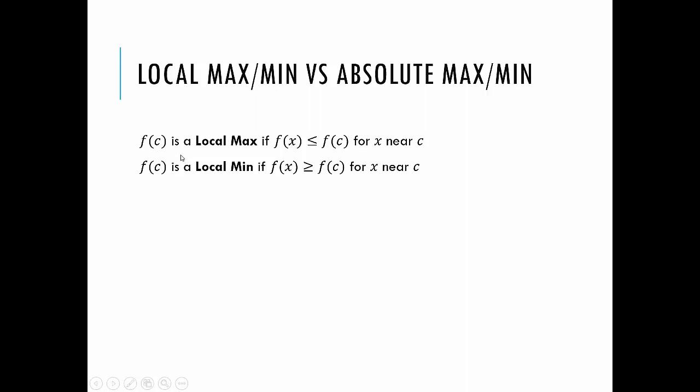F of c, so that just means I have a value, I'm evaluating my function, is a local max if my function is less than the value of f of c for x near c. So that just means that f of c is greater than my function when I'm near this value of c. And then of course the reverse, if the value of f of c is less than my function, then that means it's lower and I would have a minimum.